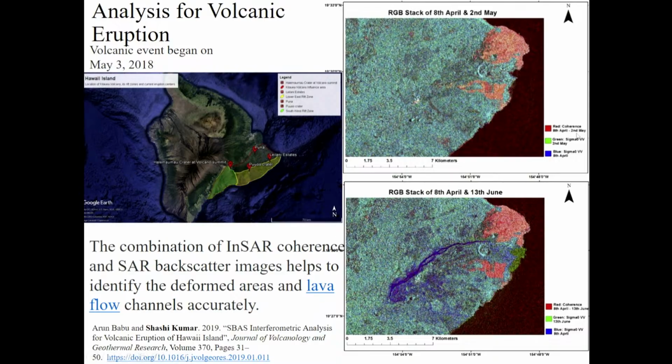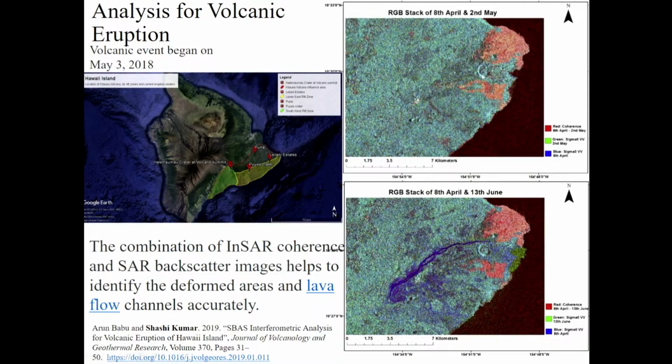Now the green band is representing the backscatter sigma naught image of the VV channel that was acquired on the 2nd May, and the blue is representing the sigma naught VV for the 8th April. So now here you can see that since at that time no eruption was there, because the eruption started on the 3rd May, we are not able to see any kind of flow.